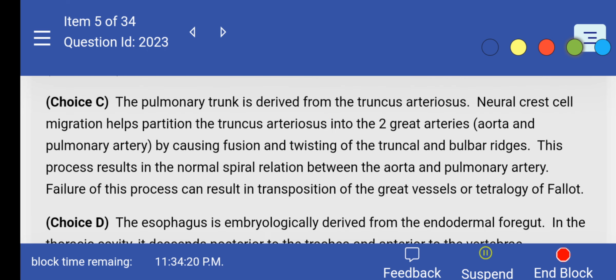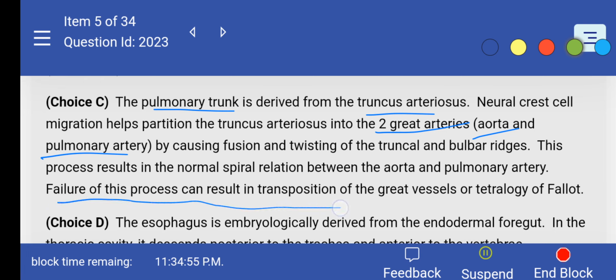Okay. So the other option C, the pulmonary trunk, is derived from the truncus arteriosus. We talked about this thing, right? Neural crest cell migration helps partition the truncus arteriosus into the two great arteries, that is aorta and pulmonary artery, by causing fusion of the truncal and bulbar ridges. This process results in a normal spiral relation between the aorta and pulmonary artery. Failure of this process can result in transposition of the great vessels or tetralogy of Fallot.